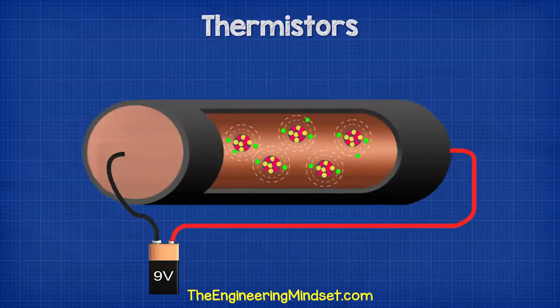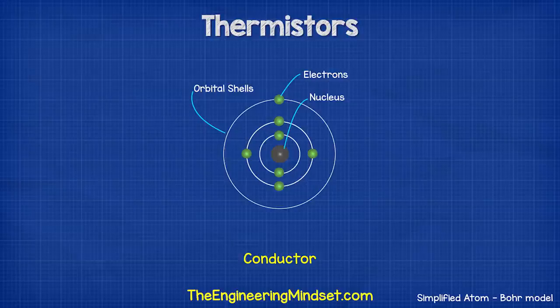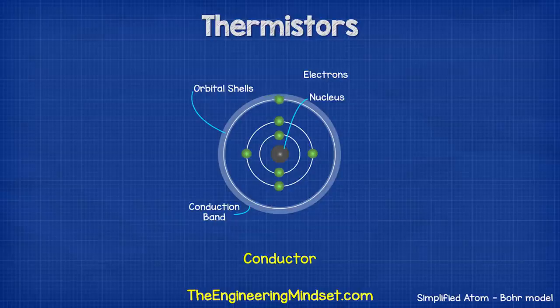We need electrons to be able to move between other atoms in a material for it to carry electricity. Electrons are held in place by the nucleus, but if they can reach the conduction band, then they can break free and move. With the metal atom, the conduction band and the valence shell overlap, so it's very easy for an electron to become free and move.